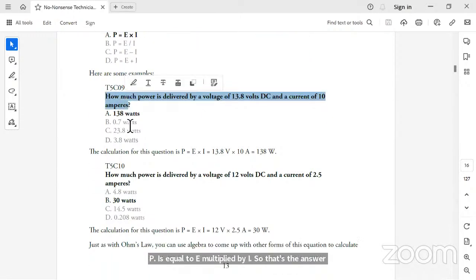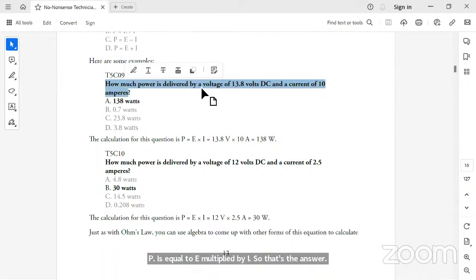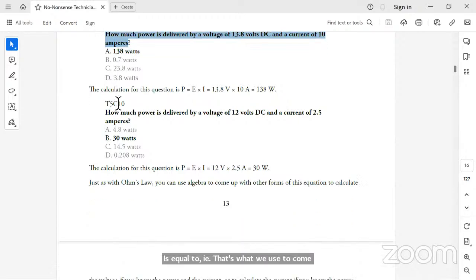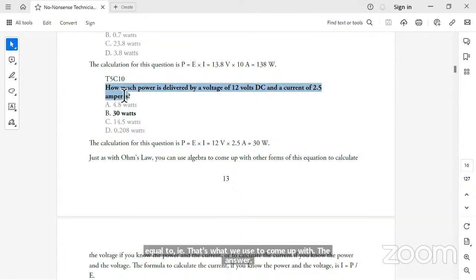Next question in the question pool. How much power is delivered by a voltage of 13.8 volts DC and a current of 10 amperes? Well, we used our power formula and we multiplied 13.8 multiplied by 10 because P is equal to IE. That's what we used to come up with the answer 138 watts.